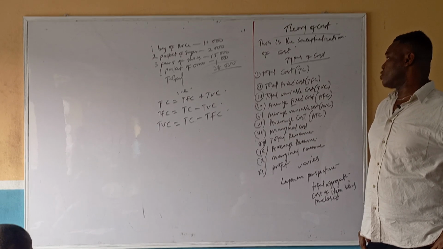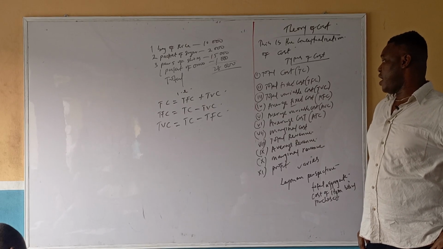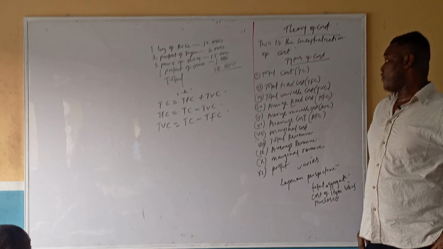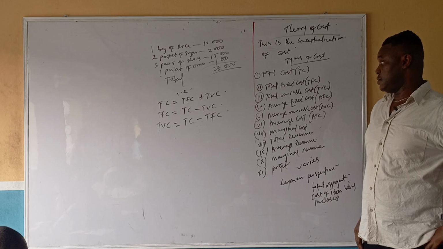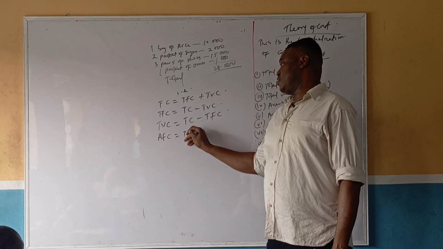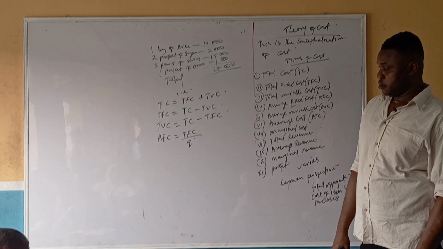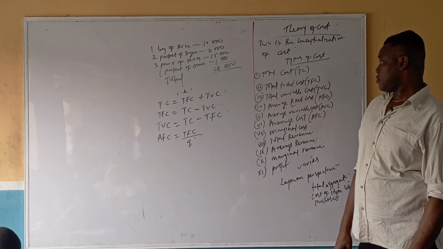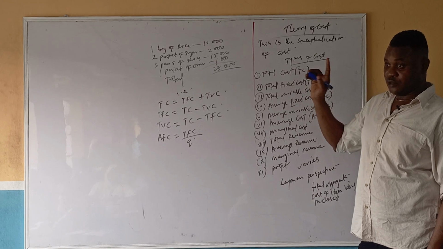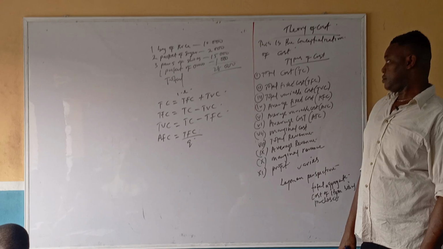Or it can be defined as the total fixed cost divided by the quantity. So this is the formula. Average fixed cost is equal to total fixed cost divided by quantity. Divided by what? Quantity. Average fixed cost is the average cost per total fixed cost. Am I communicating now?